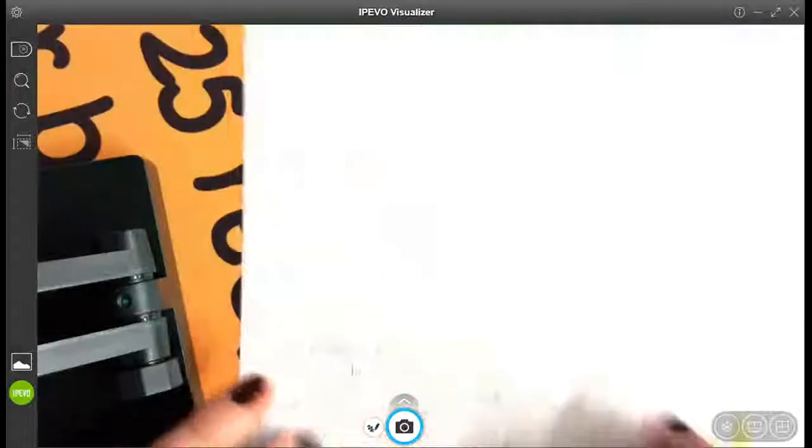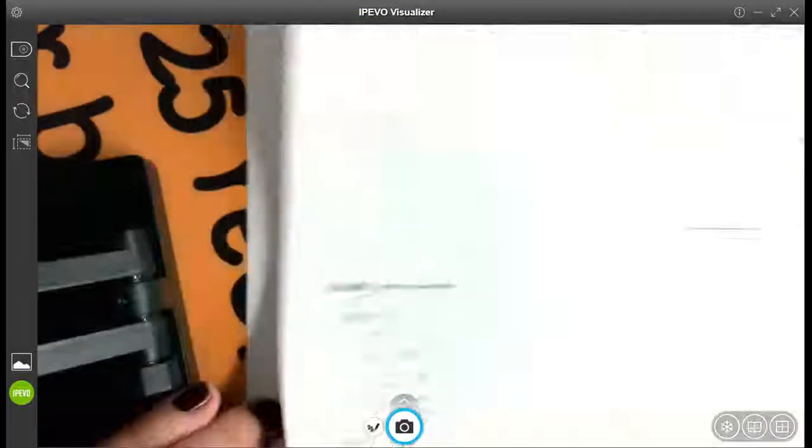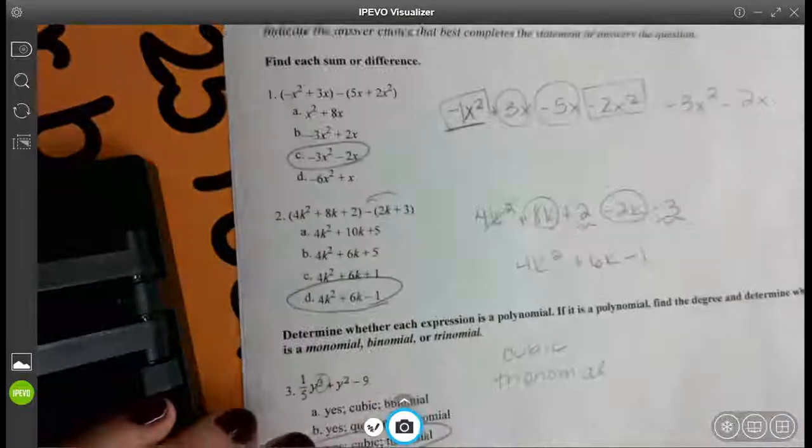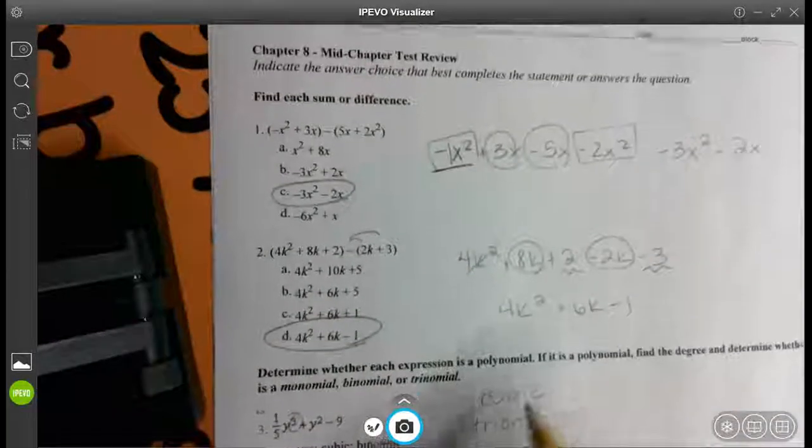Okay, make sure you fill this out. I don't want to see answer circled. Please feel free to email if you have any questions and submit in your folder.